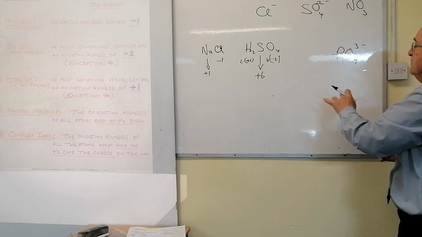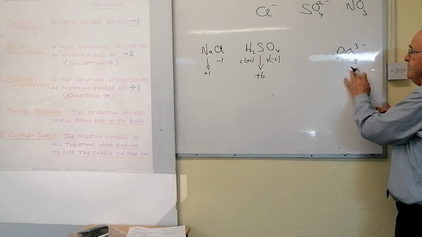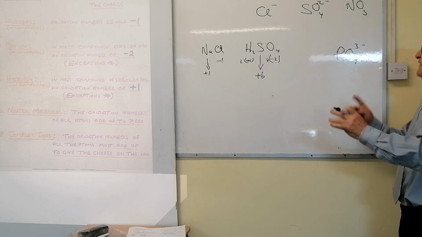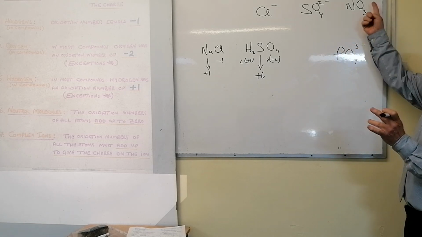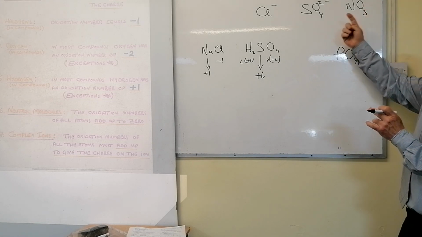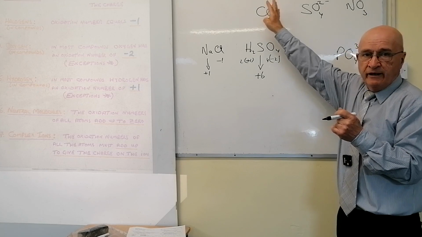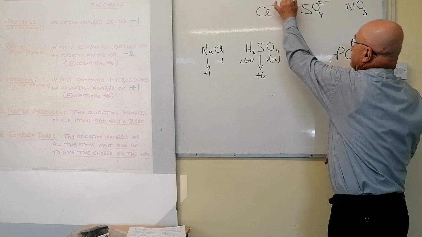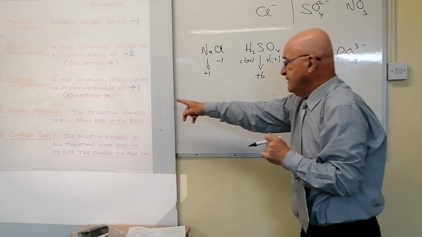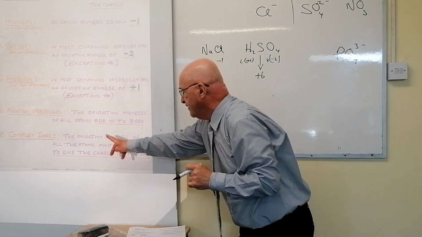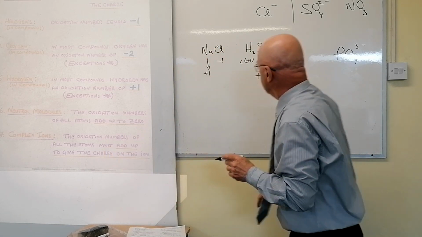So I've given you these now, and I'm just looking at them. There's a complex ion. The oxidation numbers must add up to -3. The oxidation numbers must add up to -1. The oxidation numbers must add up to -2. And the oxidation numbers, that's a simple ion. I've put that there for simplicity, okay? That's a simple ion. These are the ones we're talking about. The oxidation numbers of all the atoms must add up to the charge on the ion.